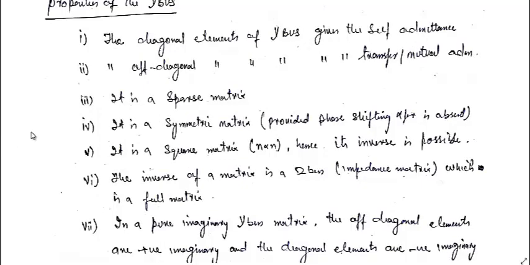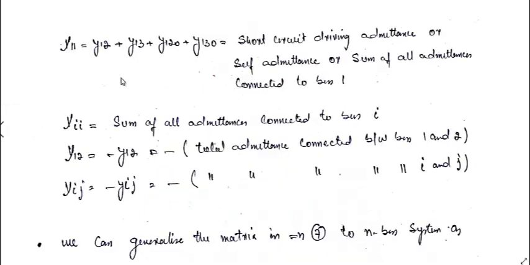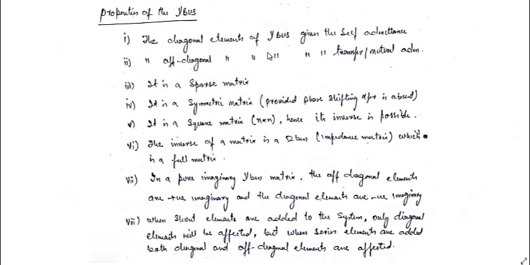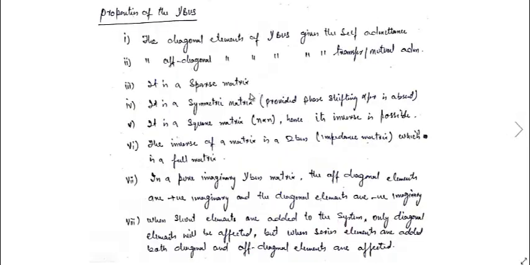We can see it from here also. Here these y11, y22, y33 are the self-admittances because we have defined them likewise. Yii is the self-admittance, the sum of all admittances connected to the bus, and these are the diagonal elements. The off-diagonal elements of the Ybus give the transfer or mutual admittance between the two buses. You can see it over here. The magnitude will be y12, that will be the admittance of the two buses which are connected through some admittance.